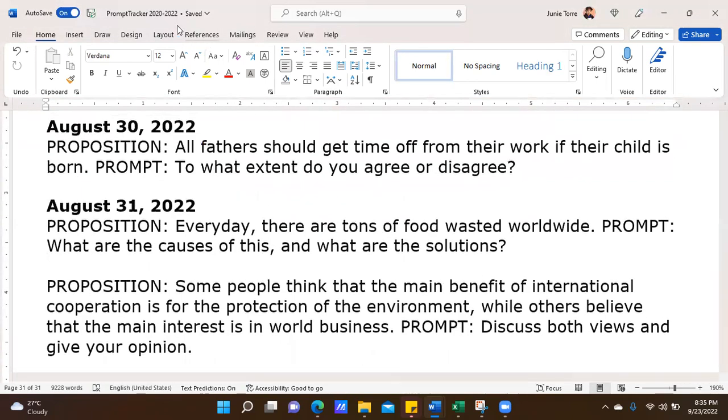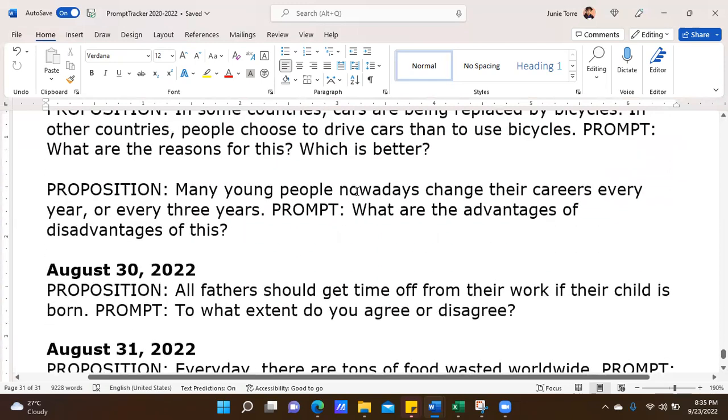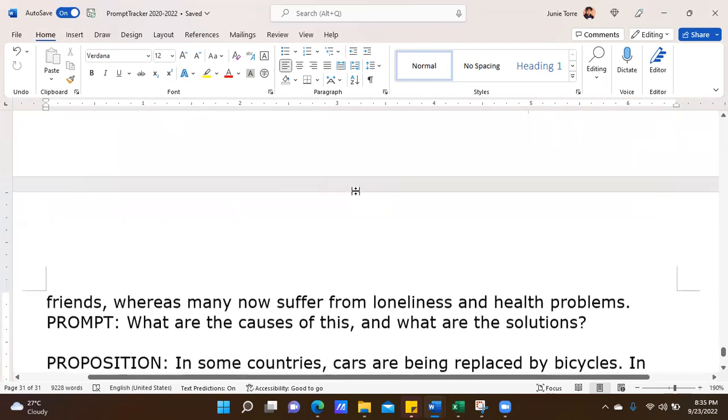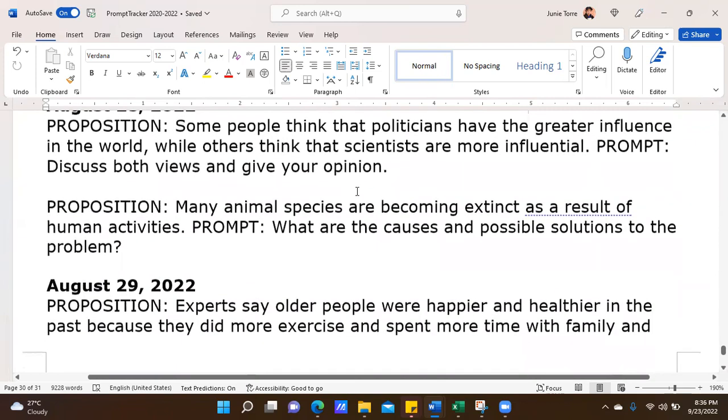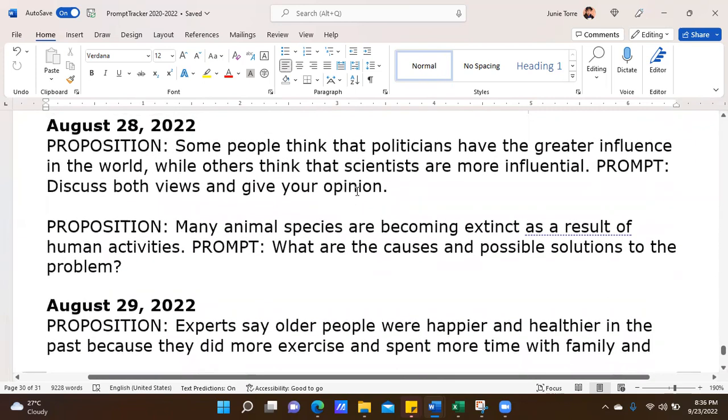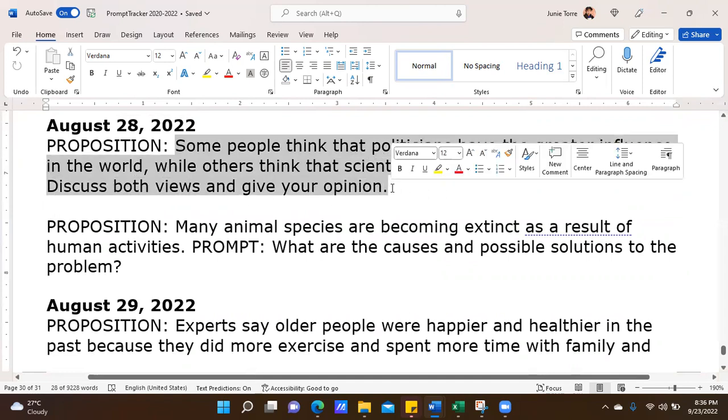This is the tracker from 2020 to 2022. So more or less we can see where it was extracted, what historical trend the question prompt was extracted from. Look at that. Also, people think that politicians have the greater influence in the world, while others think that scientists are more influential. That is from the Industrial Revolution.